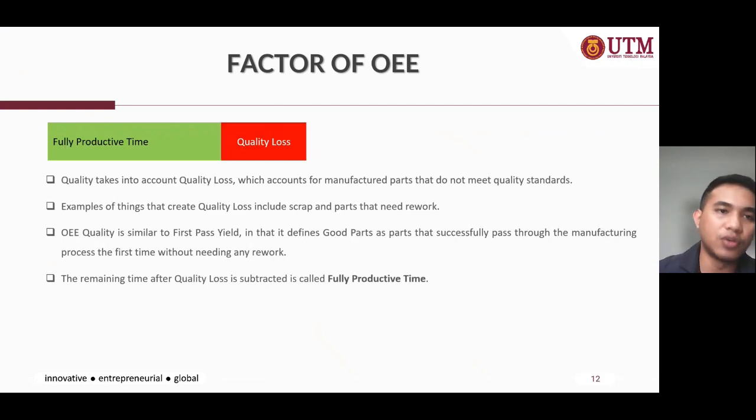And then we go to the third point, which is the fully productive time, which is the remaining time after the quality loss is subtracted. So this one is quality, which takes into account quality loss, which accounts for manufactured parts that do not meet quality standards. Examples of things that create quality loss include scrap and parts that need rework.